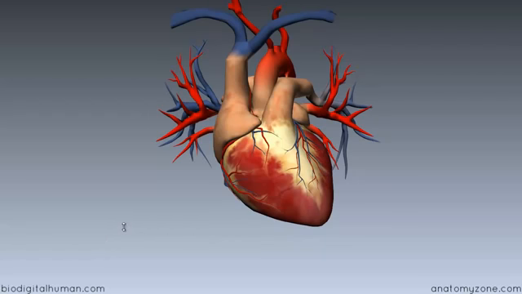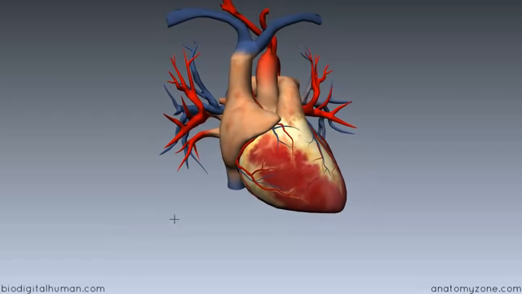I'm assuming a bit of preliminary knowledge, so you know the basic structure of the heart in terms of the atria and ventricles, and also that you are aware of the great vessels and what these are, and the basic function of the heart.